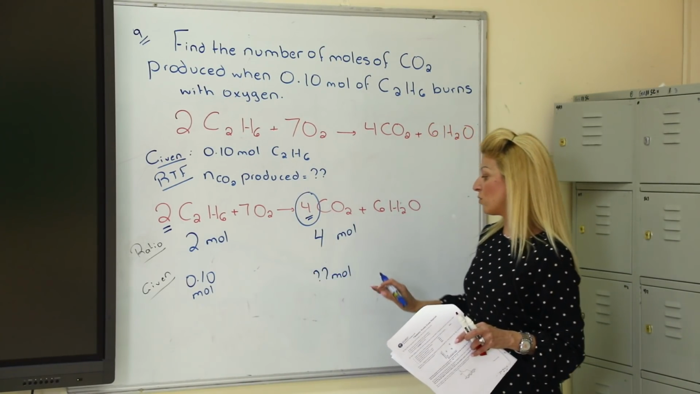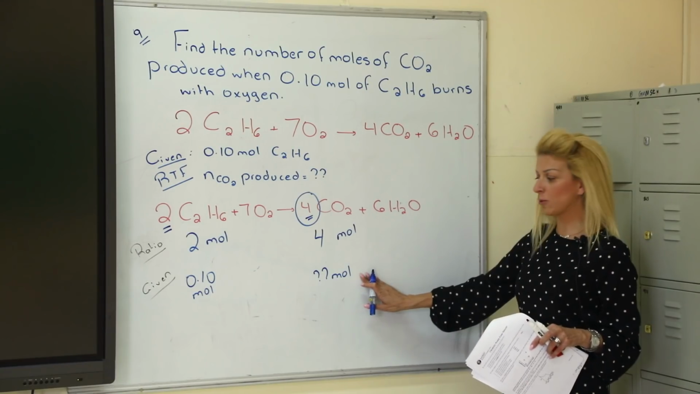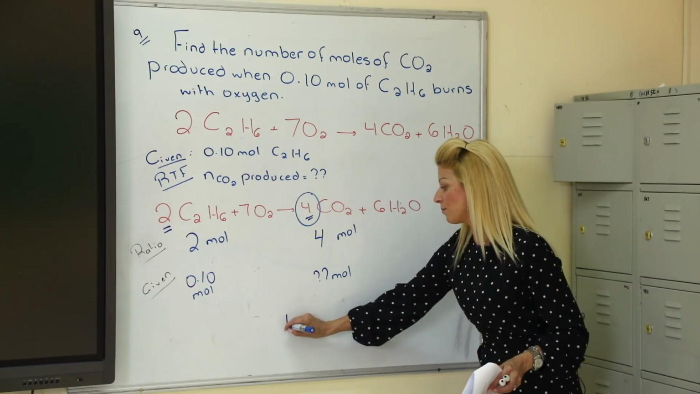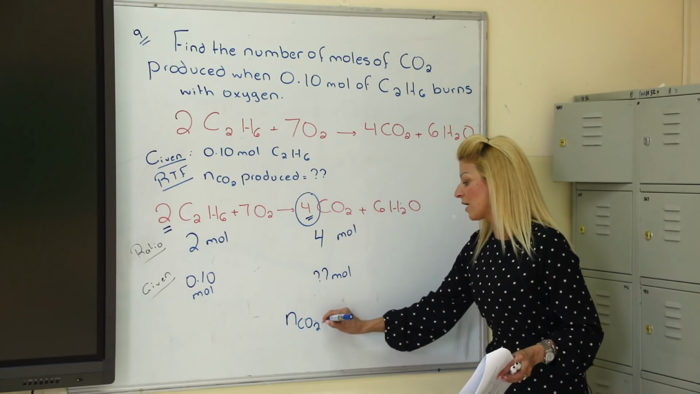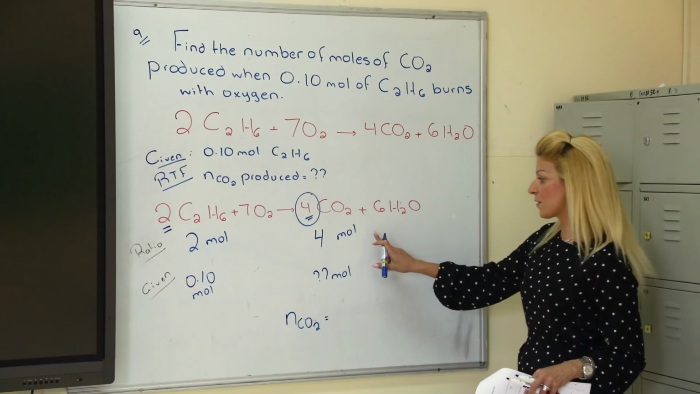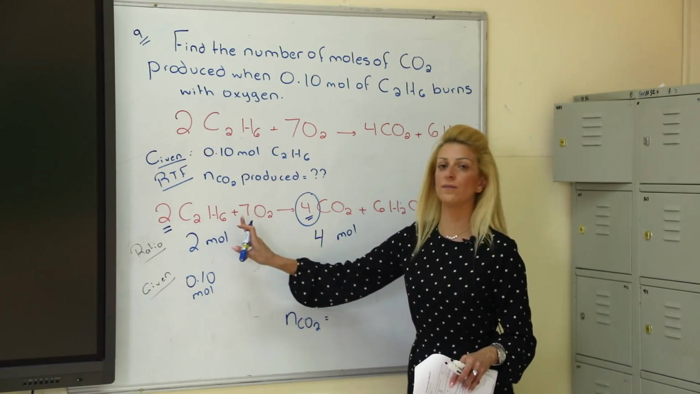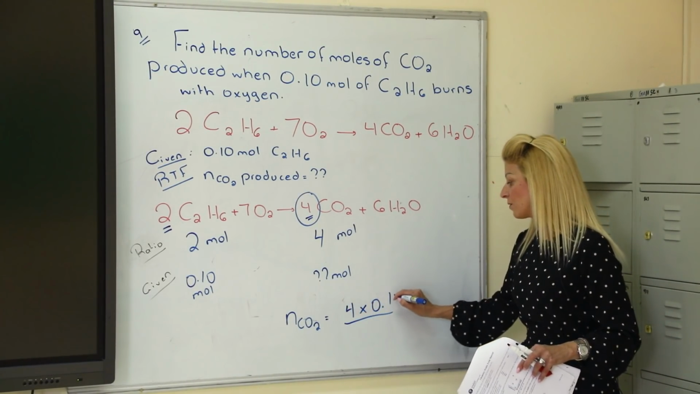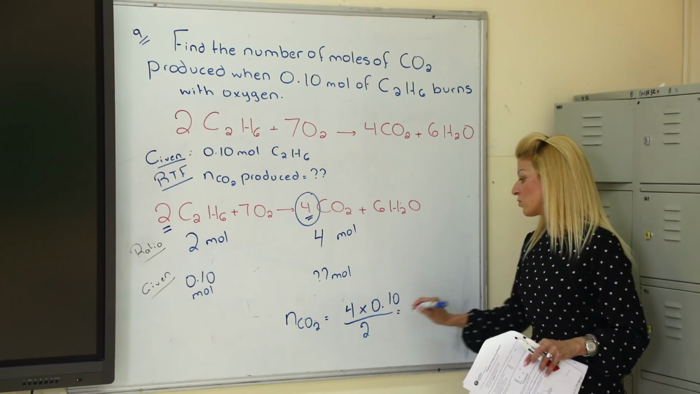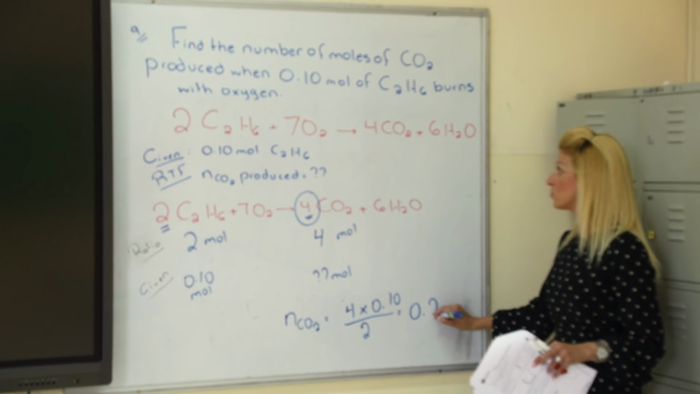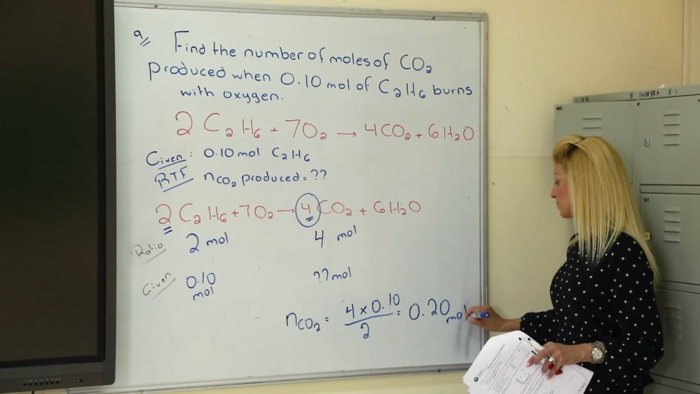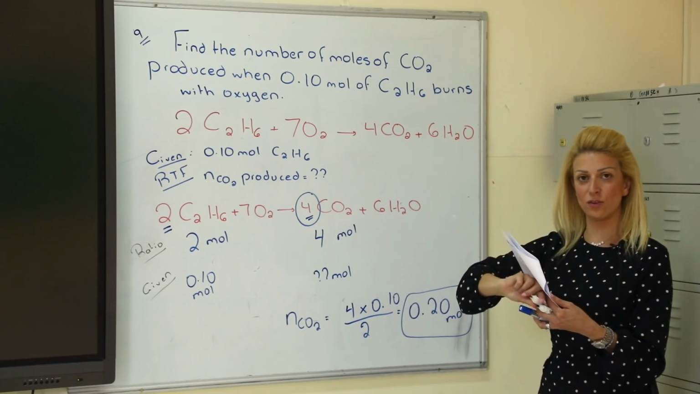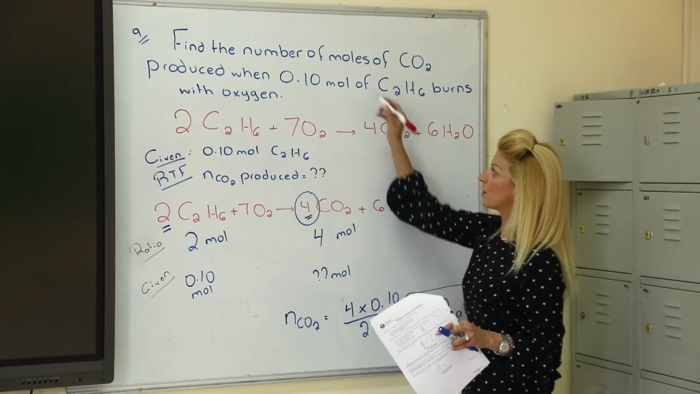So 0.10 moles will give us how many moles if completely burnt? We do a simple cross multiplication. So the number of moles of CO2 that will be produced equals 4 times 0.10 over 2. So 4 times 0.10 over 2. So you will end up with 0.20 moles. We need to check with our original given that we reported to the correct number of significant figures.